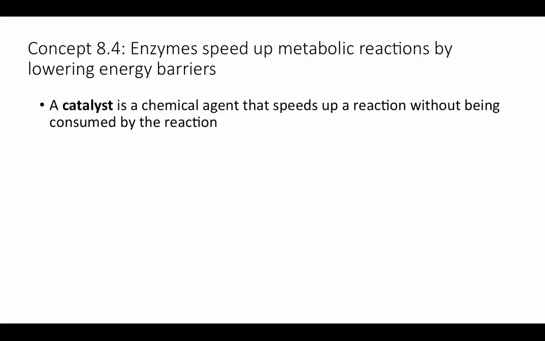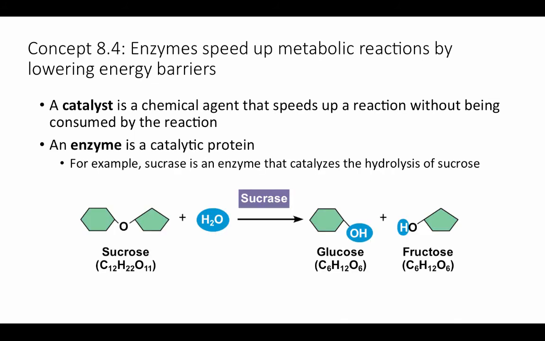A catalyst is a chemical agent that speeds up a reaction without being consumed by the reaction. So it takes part in the reaction, but it comes out of that reaction completely unchanged and ready to catalyze another reaction. So this is very common in chemistry. And in biology, we call these catalysts enzymes. So an enzyme is a protein that acts as a catalyst for chemical reactions. In the example I gave you before of sucrose being hydrolyzed down to glucose and fructose, the enzyme that facilitates that reaction is called sucrase.